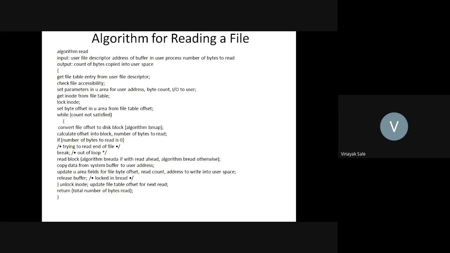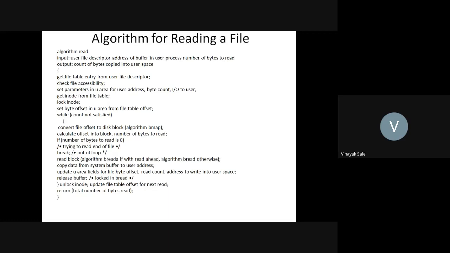So there is an algorithm for reading a file. The input for algorithm read is the user file descriptor, the address of the buffer in the user process, and the number of bytes to read. The output is count, the number of bytes copied into user space. While getting the file table entry from the user descriptor, you have to check the file accessibility.